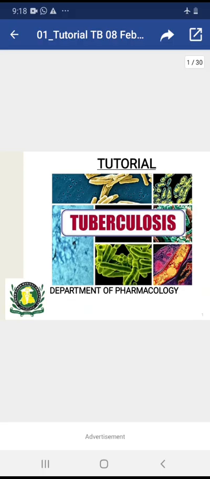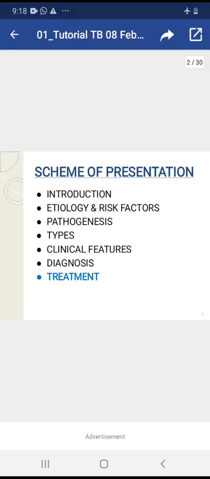The first part is treatment of TB. Now, how you are going to cover the topics: introduction, etiology and risk factors, pathogenesis, types of TB, clinical features, diagnosis and treatment.